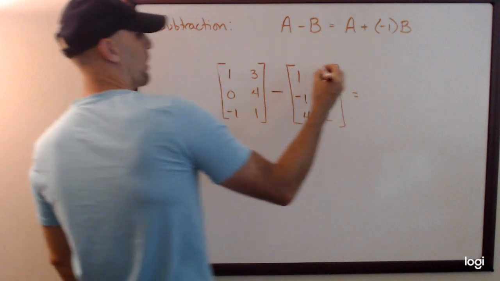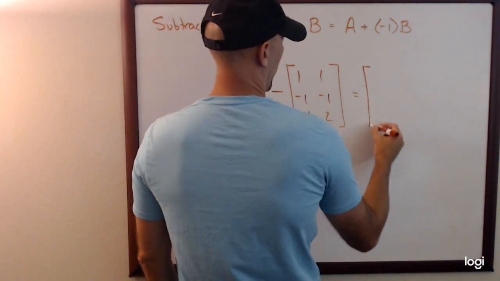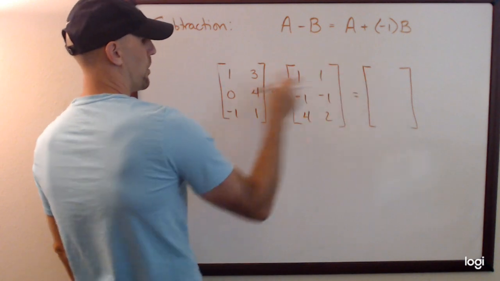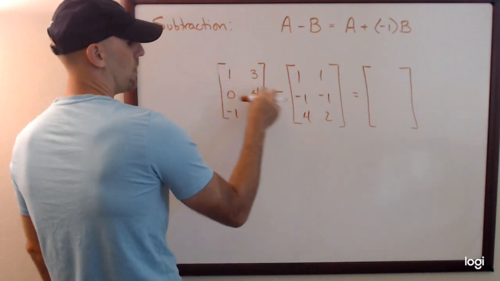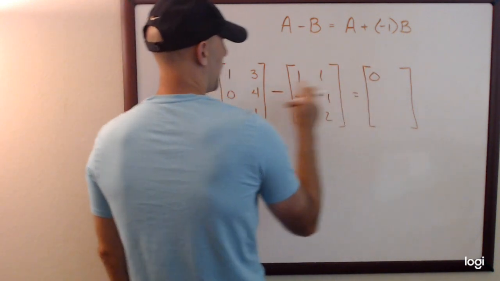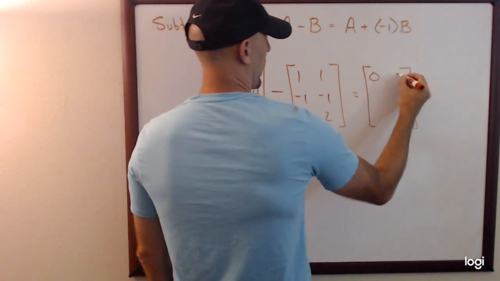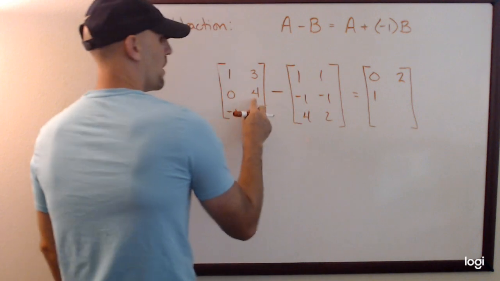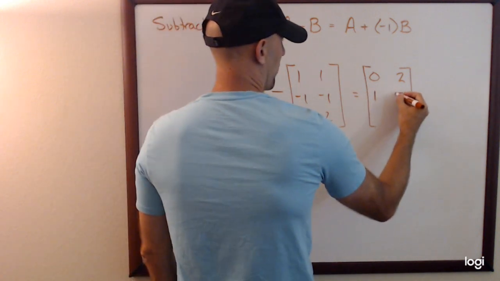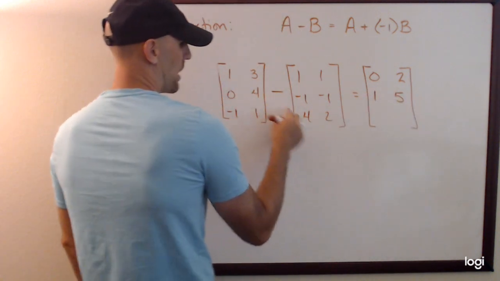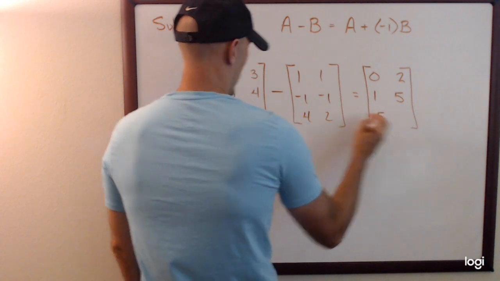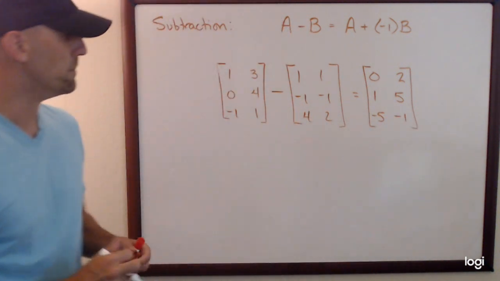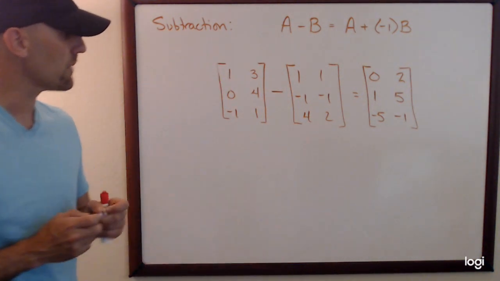Let's just go ahead and go through it very quickly. Again, to get the 1, 1 component, you subtract the 1, 1 components. So 1 minus 1 gives me 0. 3 minus 1 gives me 2. 0 minus -1 gives me +1. 4 minus -1 gives me 5. -1 minus 4 gives me -5. And 1 minus 2 gives me -1. Okay? And this is fine, right?